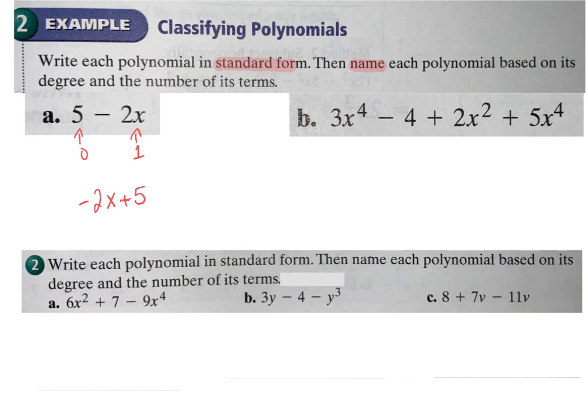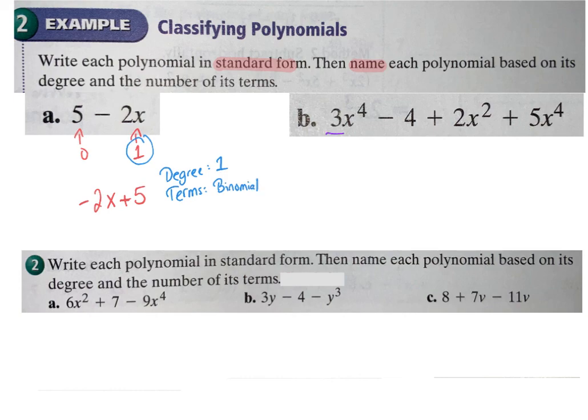All right? Then the degree. So my degree here would be the highest one. Well, the highest one was 1. My number of terms. I have 2 terms. So this would be a binomial. Let's look at the next one.